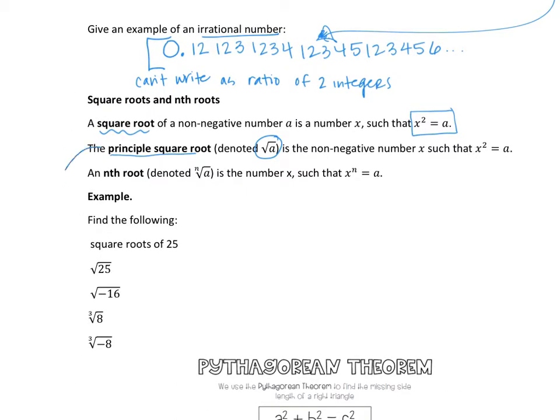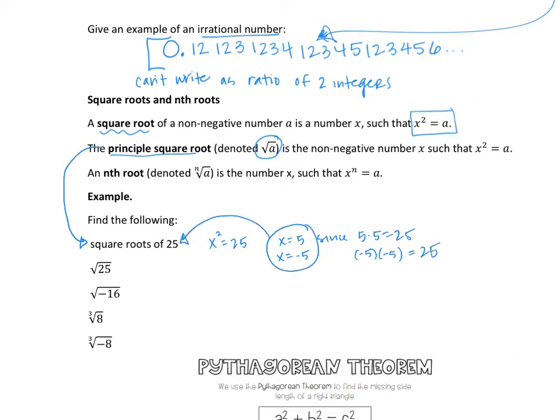So what I mean is if I go down here to this example, it says the square roots of 25. So that's saying some number squared makes 25. Well, that number could be 5 since, of course, 5 times 5 is 25. But that number could also be negative 5 for the same reason. Negative 5 times negative 5 equals positive 25. And so these would be the two square roots of 25. So sometimes we might even write that as plus and minus 5.